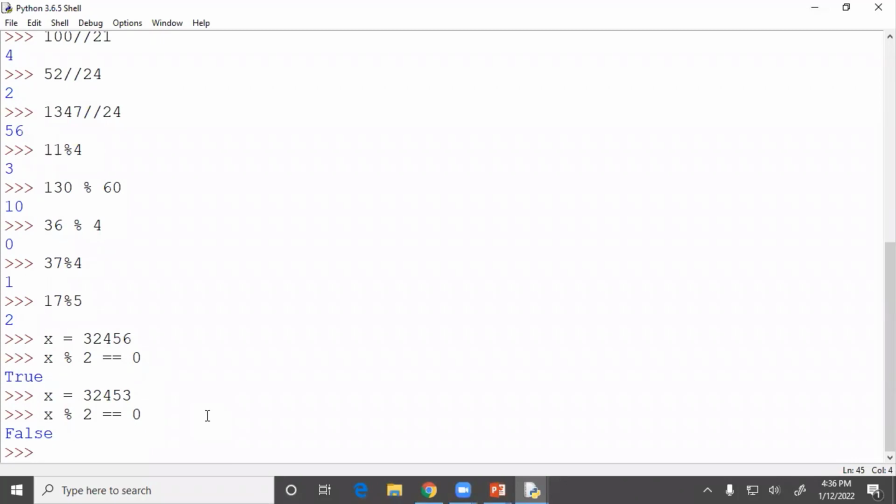Clear? What if I say, check for me if x is divisible by 3? What do I do? Instead of mod 2, I put mod 3. Clear? Is this clear, guys? What if I say nothing? So for now, we're good. Questions?